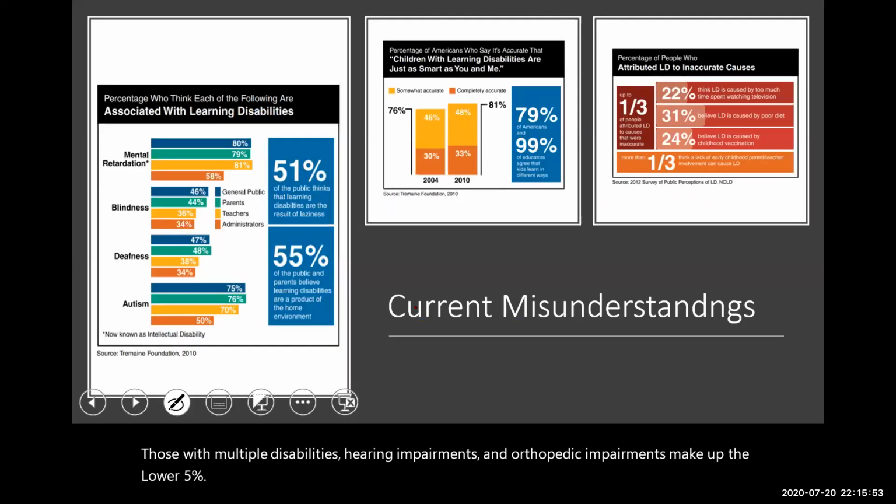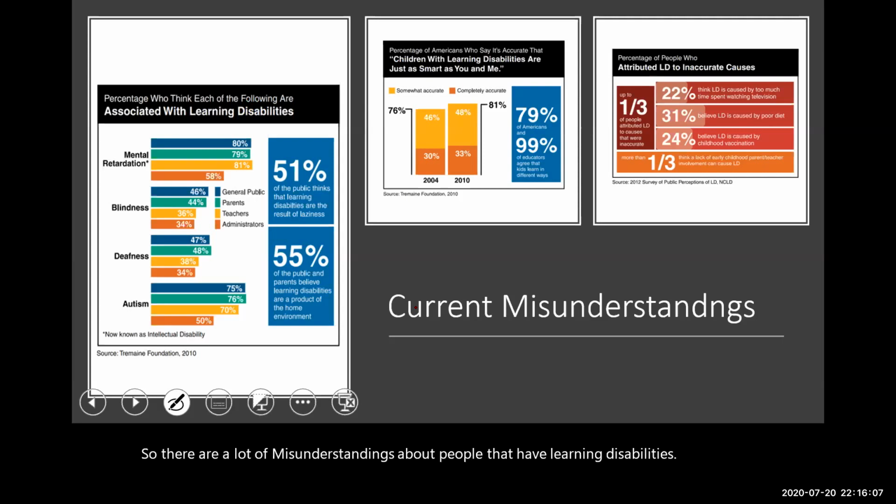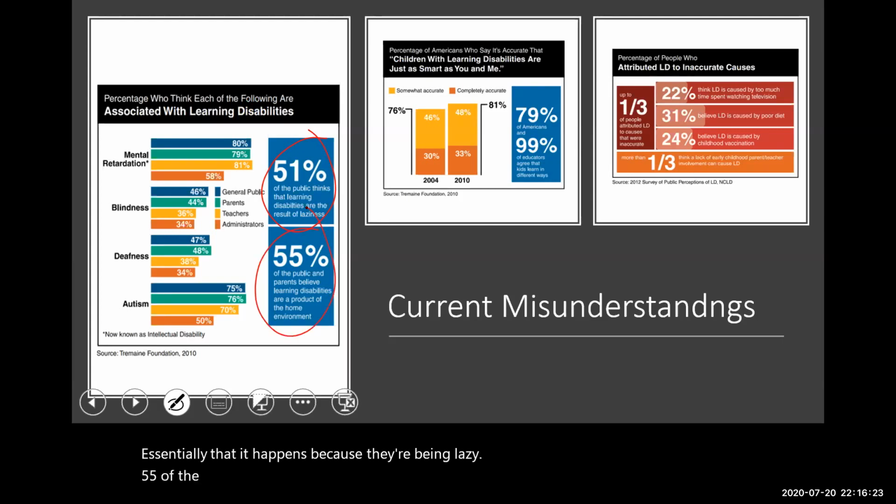So there are a lot of misunderstandings about people that have learning disabilities. So 51% of the population thinks that people that have learning disabilities are just being lazy, essentially, that it happens because they're being lazy. 55% of the public believe that learning disabilities are a product of the home environment. So maybe kids watch too much TV, or parents spend too much time away from home working.